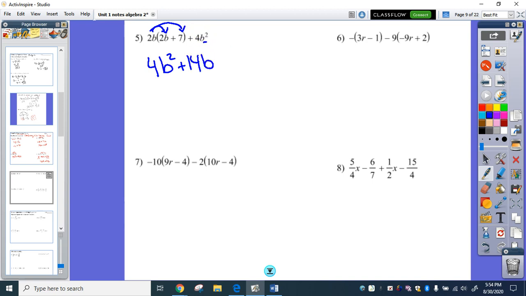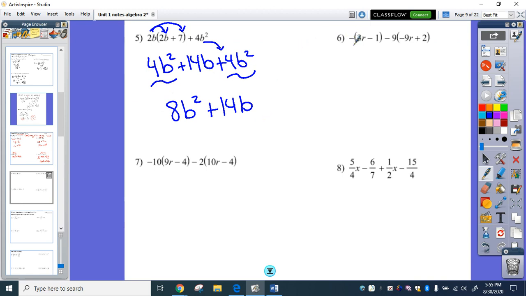And then we'd have to bring down this plus 4b squared. Now this is where people make mistakes because b squareds get added, those two are like terms, they get added together, but they do not get added to the 14b. B squared and b are two different variables. So 4b squared plus 4b squared, the only thing that we have to actually add is the leading coefficients. So we get 8b squared plus 14b. That would be our final answer.